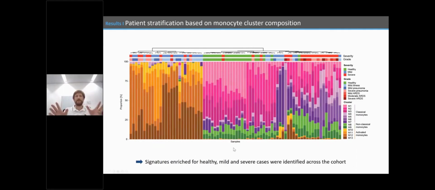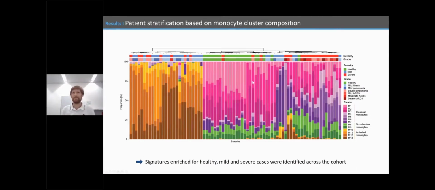Now, just looking at this stacked histogram, I think it's very clear that there are three groups. This is the group here to the left, where we mainly have the activated monocytes. Now, here on the top, you can see the disease severity. And you can also see that for those patients and samples where we mainly have these activated monocytes, we typically find patients that had a mild or a severe disease.